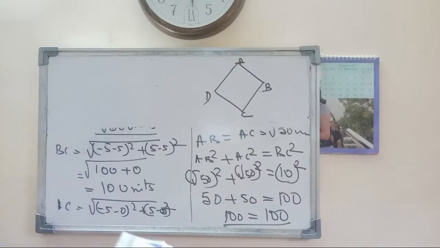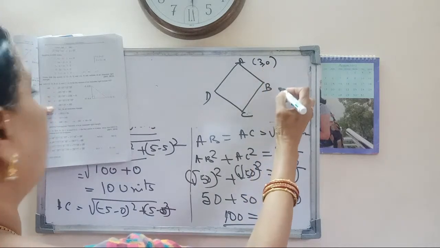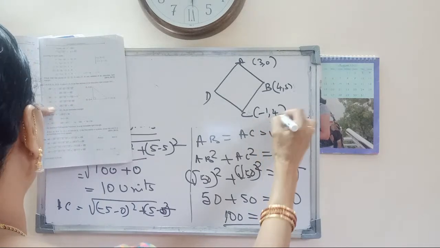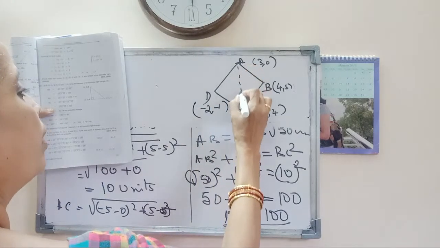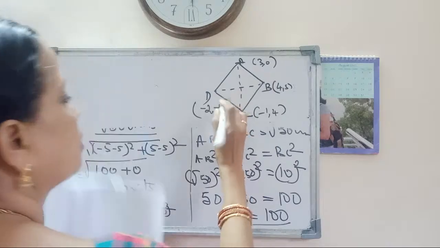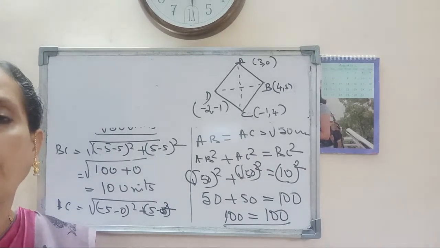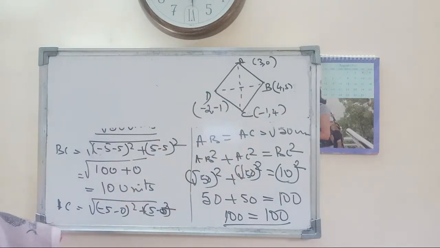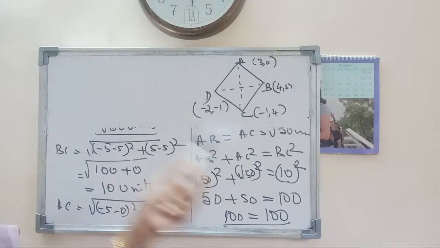Got the difference? Now let us check whether the given points 3, 0; 4, 5; minus 1, 4; minus 2, minus 1 are the vertices of a rhombus but not a square. How will you differentiate the vertices of a rhombus but not a square? Like a square, a rhombus also has all four sides equal. But if the diagonals are not equal, they are the vertices of a rhombus.